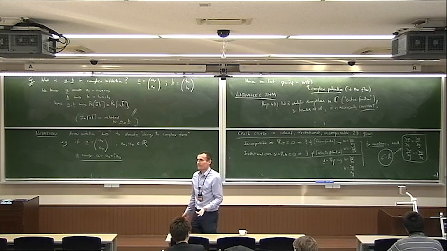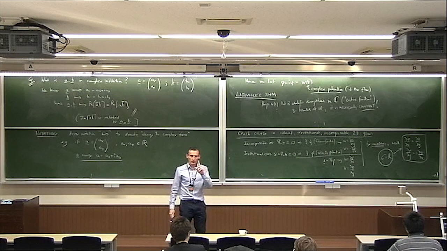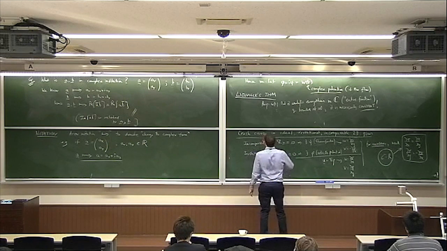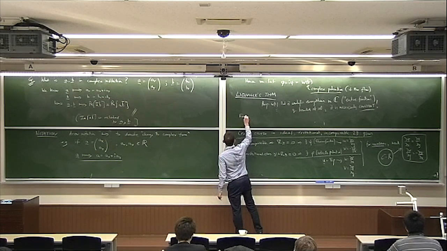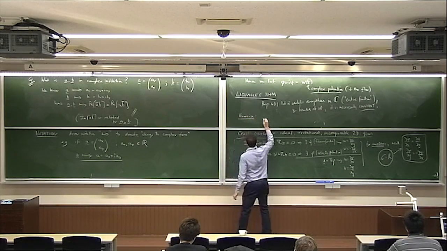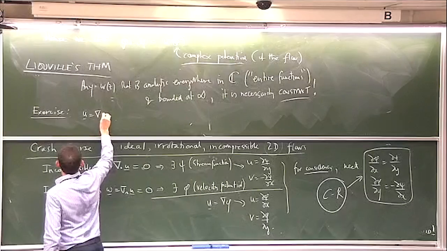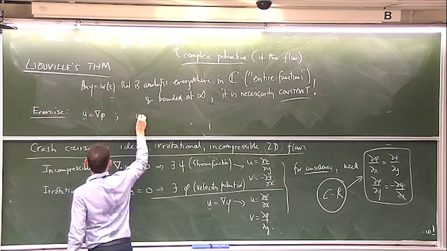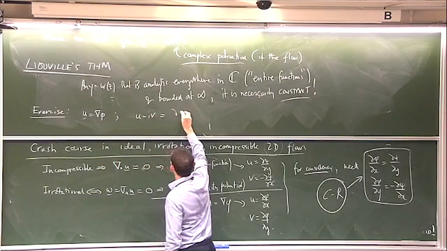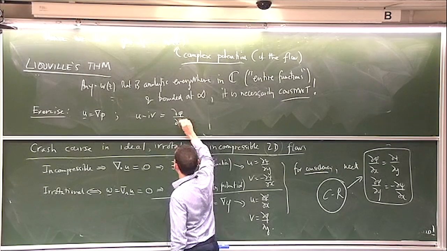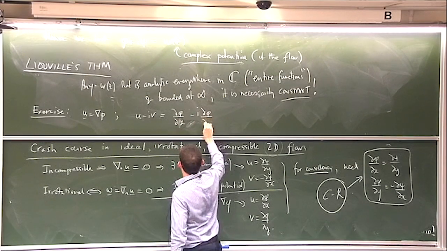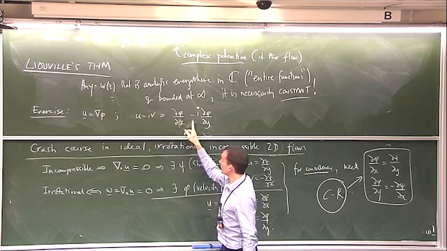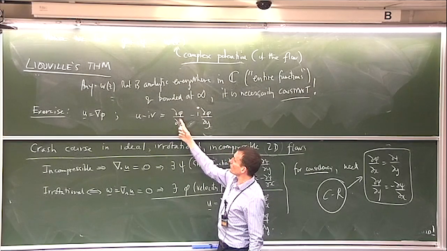That's what this says, because remember, I haven't shown you one thing. I need to know how to get the velocity from these potentials. Right? So suppose I've got w. Let me put this as an exercise. Remember, u was grad phi. Okay? So let's just do it. It's so simple. So let's think about u minus iv. That's d phi by dx minus i d phi by dy, isn't it? Because this is true. So u minus iv, I've just put a minus sign because I know it's the relevant one, d phi by dx minus i d phi by dy.